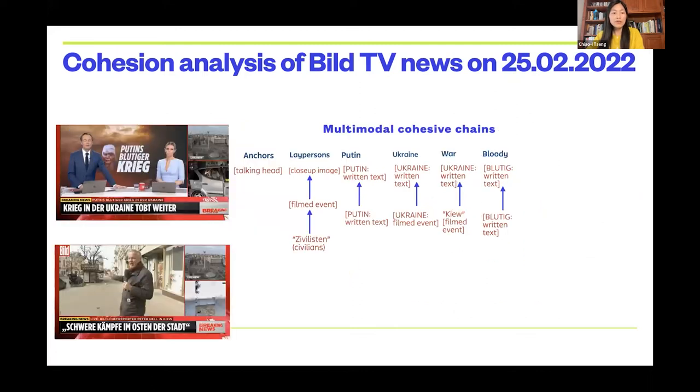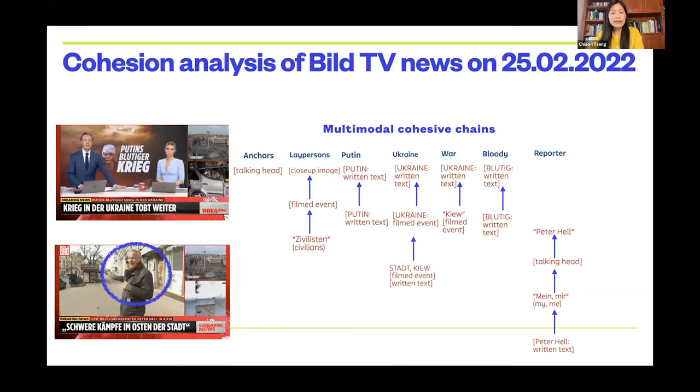So continue to the second image when the correspondent takes over. You can see the reporter chain is also established. He was referred to as Peter Hell, that is his name, by the anchor person, and he started to talk. You can see the arrows link these elements together. These are all multimodal elements linking together under the semantic category of reporter. You can see that he referred to himself as "mine" and "me". And then in the end, his name is also written in the caption.